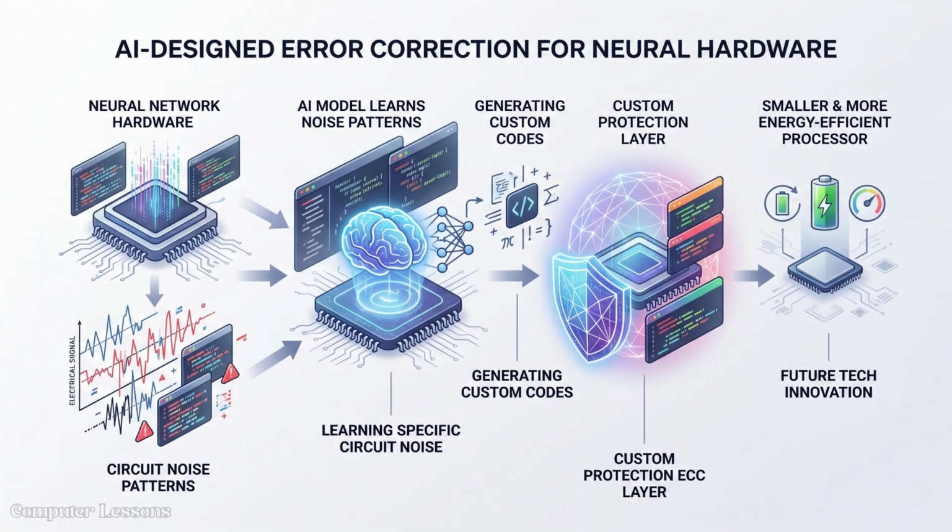Artificial intelligence is now being used to design new types of error-correcting codes for neural network hardware. These systems learn the patterns of noise in a specific circuit and create a custom protection layer. This innovation will allow for even smaller and more energy-efficient processors in the future tech.